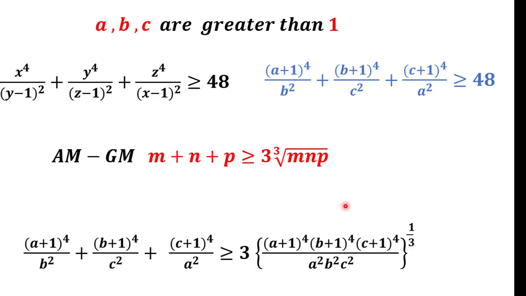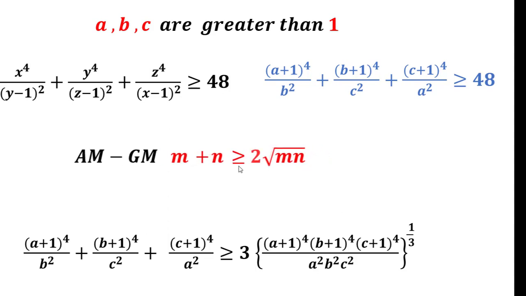Once again, we want to use the AM-GM inequality, but the AM-GM inequality for two non-negative numbers is m plus n is greater than or equal to 2 times the radical of m times n. We want to write the AM-GM inequality for a and 1. We put m equals a and n equals 1. So a plus 1 is greater than or equal to 2 times radical a.